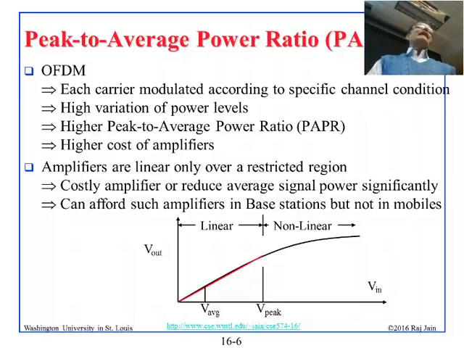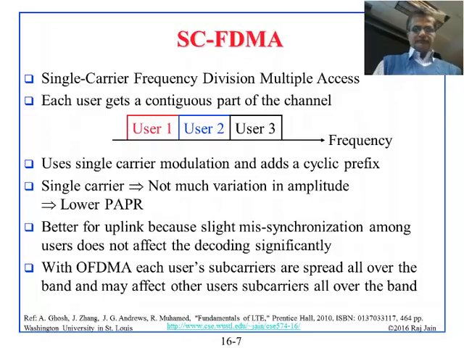Okay? And as a result, LTE doesn't use OFDM in the uplink. Sorry, not in the downlink, in the uplink. All right. So what do they use? They use single carrier FDMA. Good old days. Okay. Single carrier FDMA is that you get this frequency band, you get this frequency band, you get this frequency band, and everybody gets a frequency band.